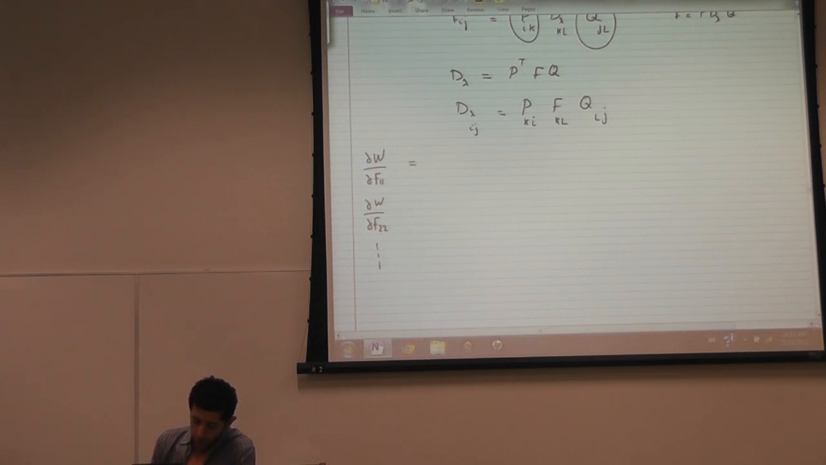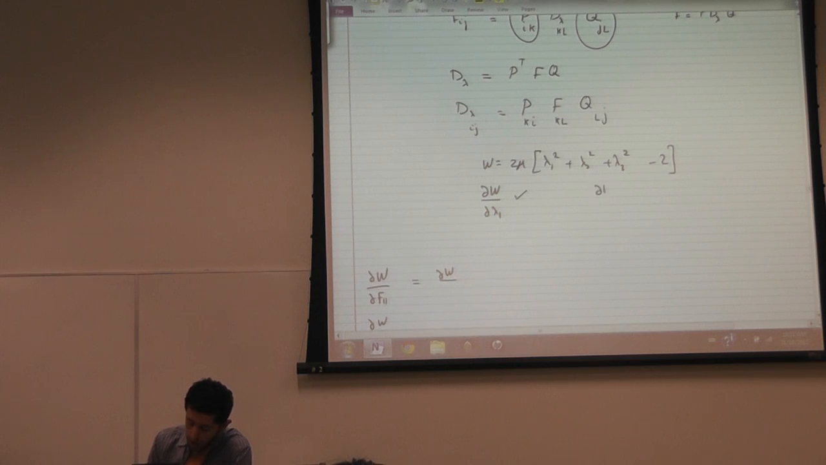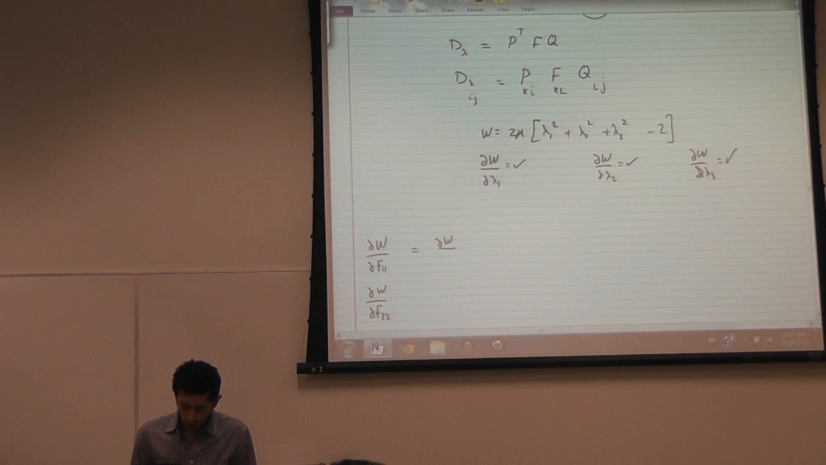And so partial W by partial F will be equal to partial W. We know W as a function of lambda 1, lambda 2, lambda 3. W is equal to 2 mu times lambda 1 squared plus lambda 2 squared plus lambda 3 squared minus. I know partial W by partial lambda 1, partial W by partial lambda 2, and I know partial W by partial lambda 3. But I'm looking for partial W by partial F11, because that's what gives me the stress. Partial W by partial F11 is equal to partial W by partial lambda 1, multiplied by partial lambda 1 by partial F11.